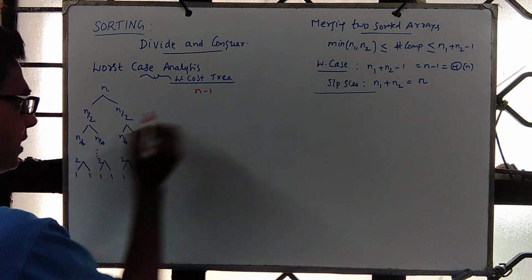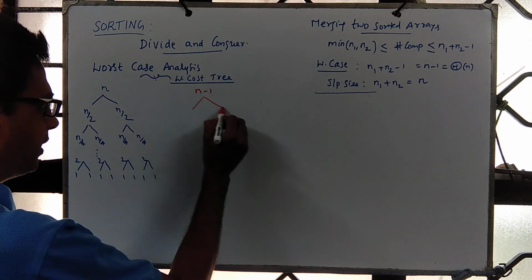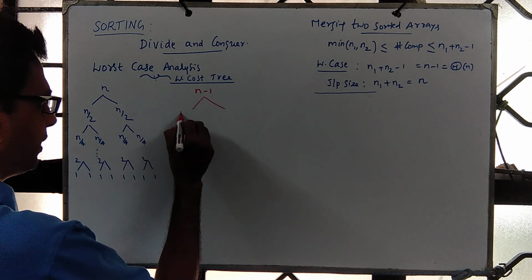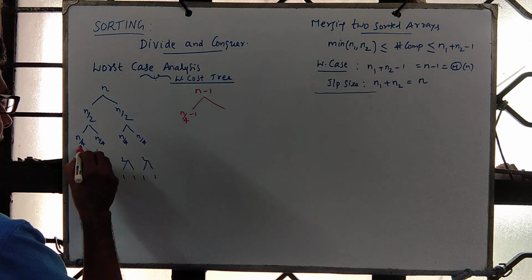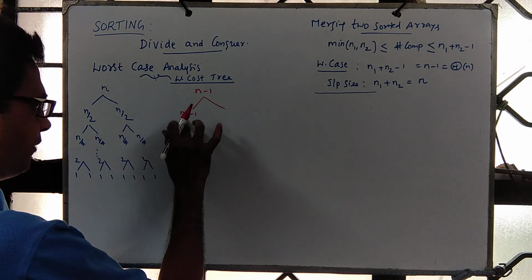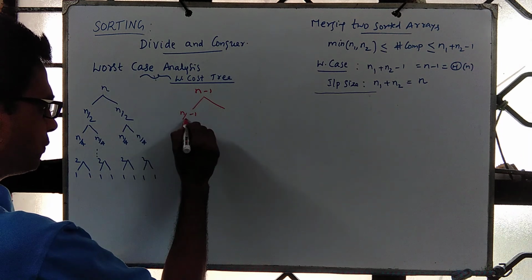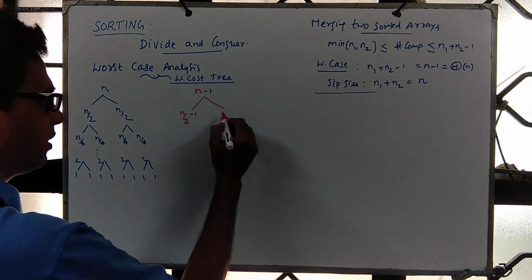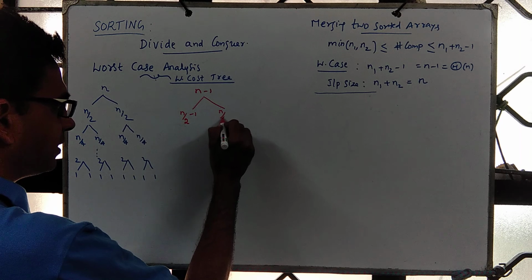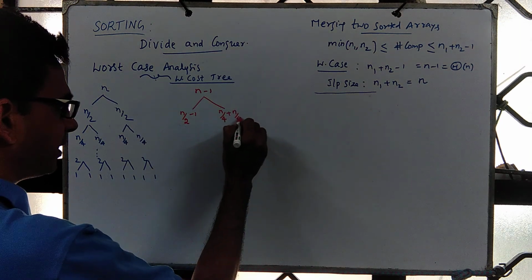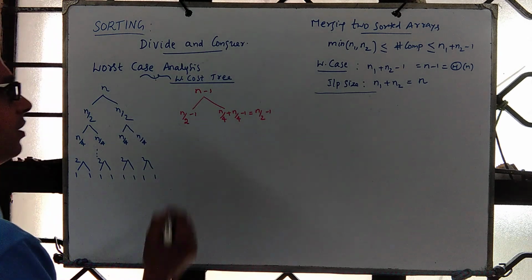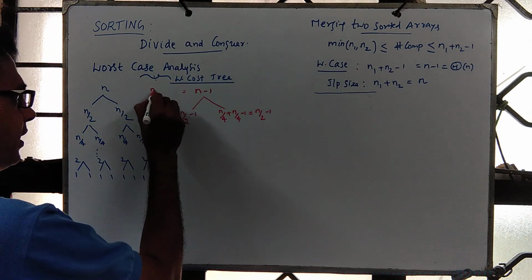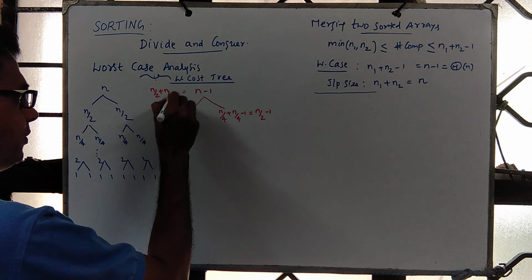Now you have a sorted array of size n by 4 and n by 4. To get a sorted array of size n by 2, we need n by 4 plus n by 4 minus 1, which is n by 2 minus 1. And similarly over here it is n by 4 plus n by 4 minus 1, which is n by 2 minus 1. So at this stage it is actually n by 2 plus n by 2 minus 1.